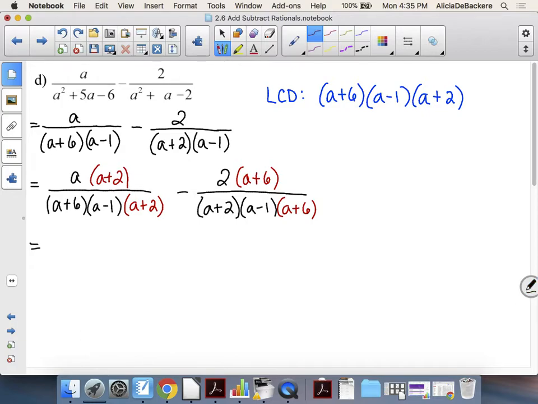Now I can put the two fractions together by subtracting the numerators. At the same time, I am going to expand the a into the first bracket. And then I'm subtracting 2 times everything in that second bracket. So subtract 2 times a and subtract 2 times 6. Don't forget that that subtraction goes with both terms. And then I'm still all over my common denominator.